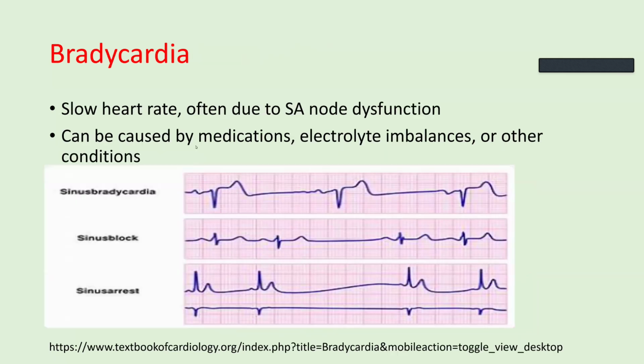Now we're going to move on to another potential issue, which is bradycardia. It's often caused by SA node dysfunction, the sinoatrial node, your heart's natural pacemaker. It can occur when the SA node fails to generate electrical impulses at the normal rate, or when the conduction of these impulses is impaired.